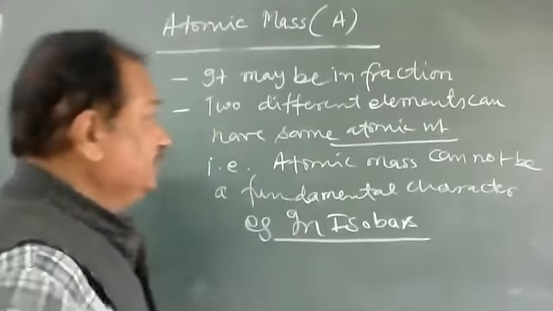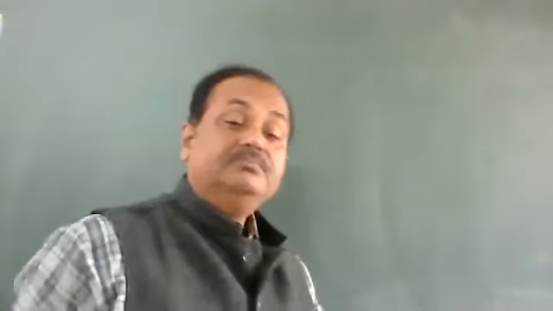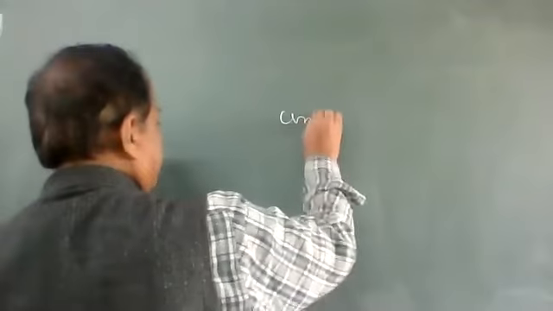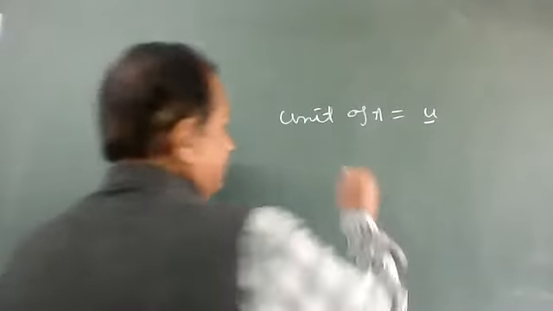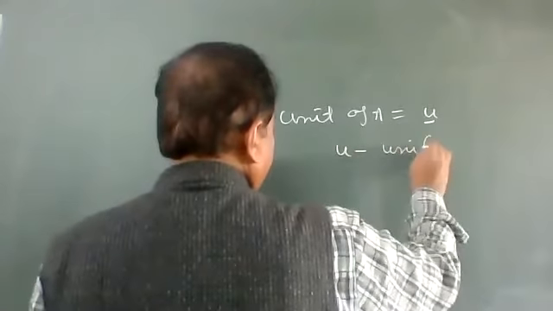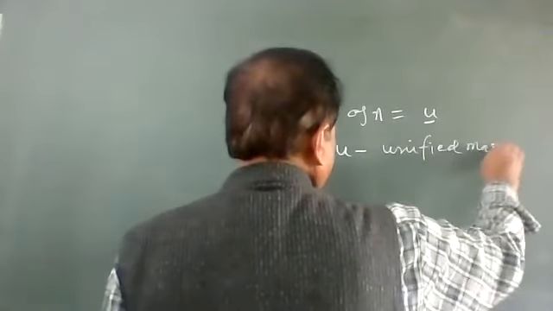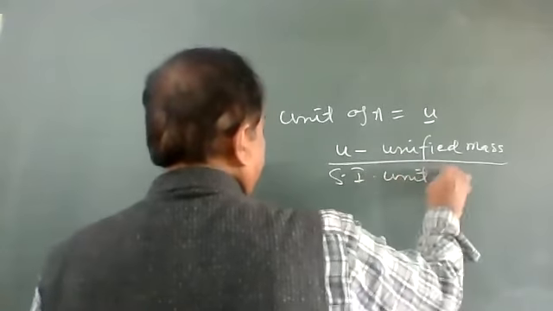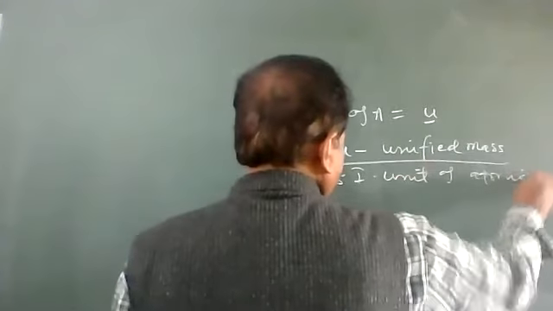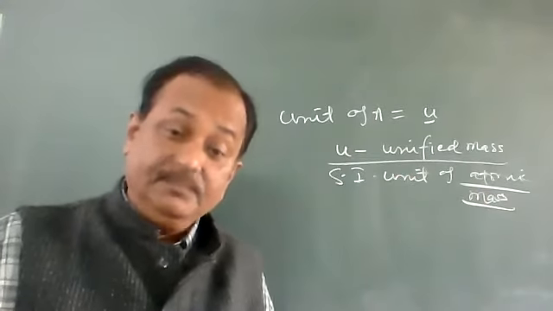Now I'm going to explain the representation, or expressing, of atomic mass, that is the unit. The unit of A is u, small u, which is unified mass. It is the SI unit of atomic mass.